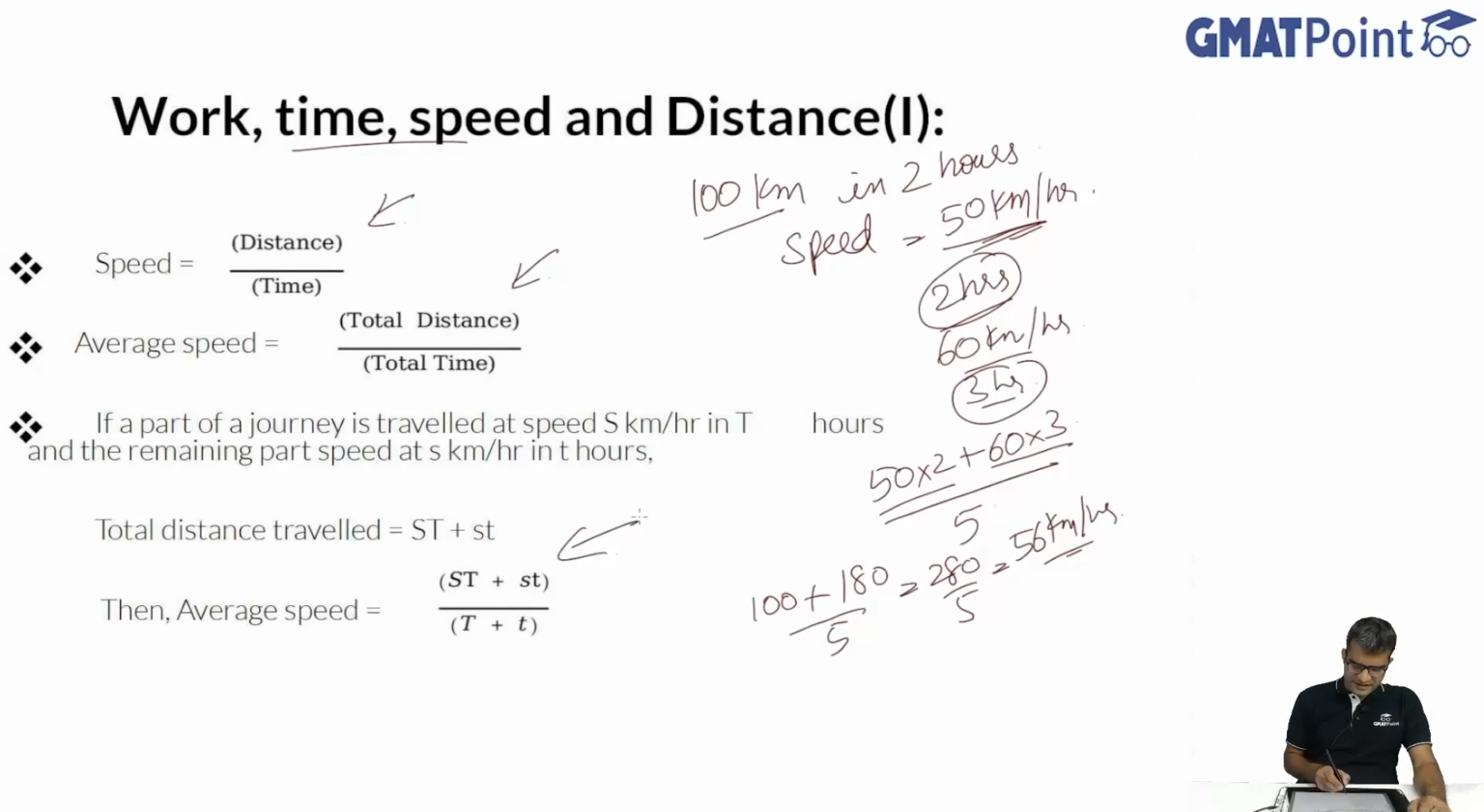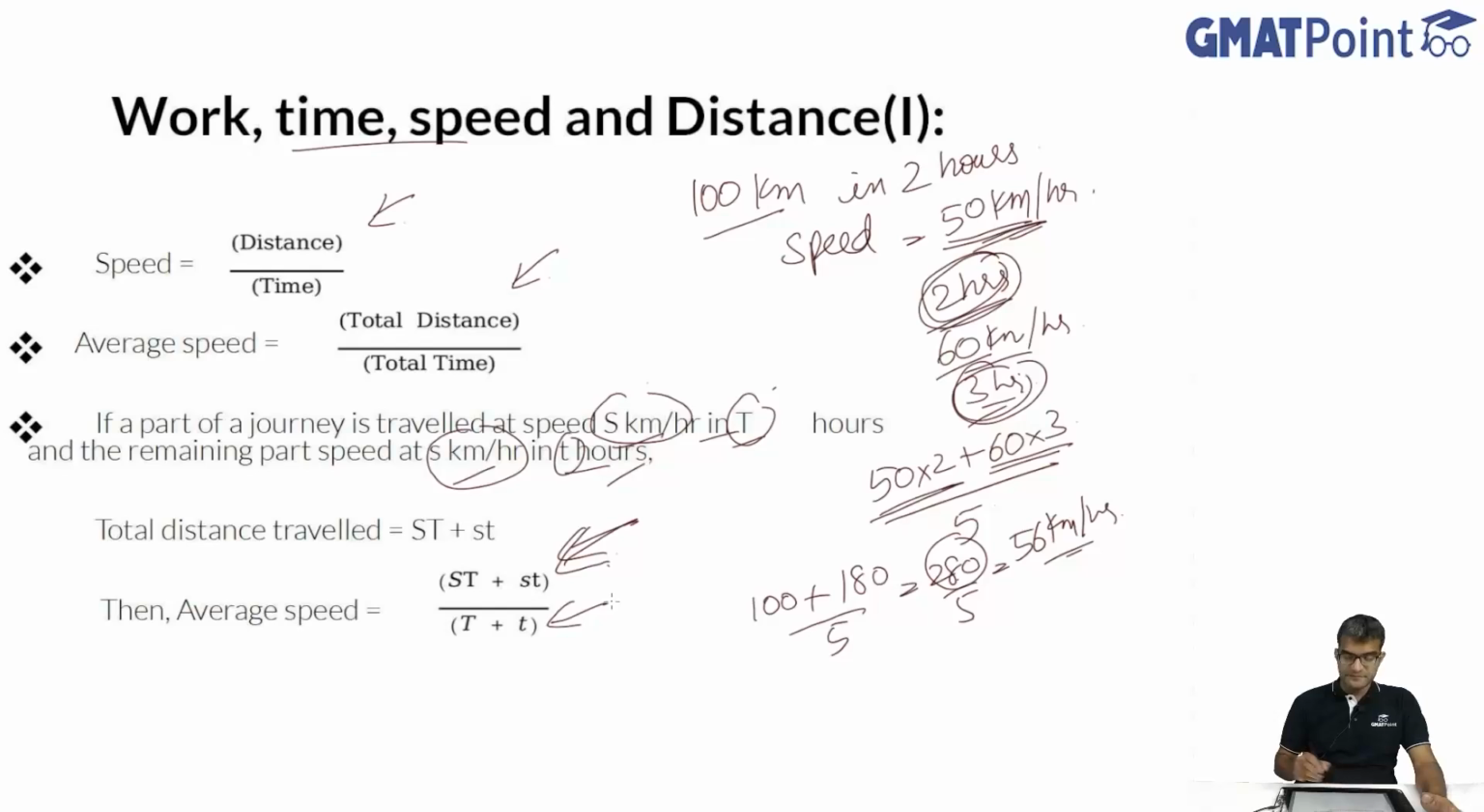This is the same formula that we have actually used right now. If somebody is traveling at capital S kilometers per hour for capital T hours and small s kilometers per hour for small t hours, the total distance traveled by them will be capital S into capital T, like we have done over here, which is 50 into 2, and small s into small t, like we have done over here, which is 60 into 3. So the total distance they have traveled is 50 into 2 plus 60 into 3, which is 280 kilometers, and the total time that they have taken will be capital T plus small t, which in this particular case will be 2 plus 3, which is 5 hours. So the average speed will be the total distance that they have traveled divided by the total time. In this particular case, the average speed is 56 kilometers per hour.